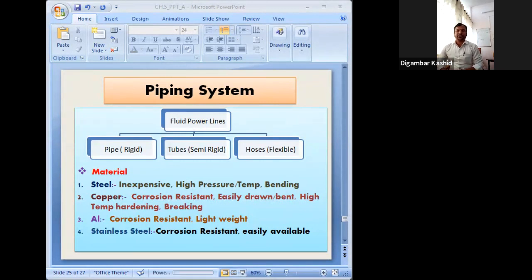In the last lecture, we discussed the actuator part. Then we went to the compressor. After the compressor, we went to the FRL unit, that is the filter, regulator, and lubricator unit. Now today we'll start with another topic, that is the piping system.